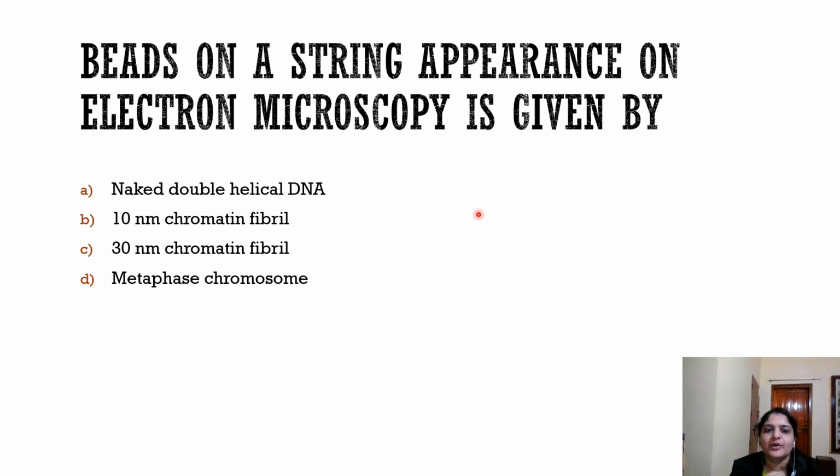Moving on to another important question. Beads on a string appearance on electron microscopy is given by. This is a question regarding the arrangement of nucleosomes. Options are naked double helical DNA, 10 nanometer chromatin fibril, 13 nanometer chromatin fibril, metaphase chromosome. The answer is B. The 10 nanometer chromatin fibril gives the beads on a string appearance. We can see the diagram.